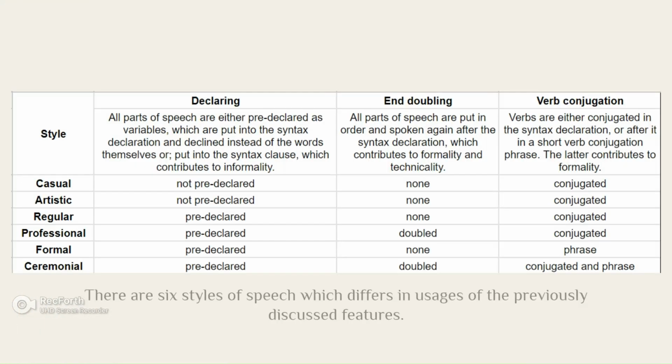Speech styles, basically like formalities and tones, etc. But tones, not tones. We'll take a look at the tones later. We have 6 speech styles: casual, artistic, regular, professional, formal, and ceremonial. The pre-declaring is only used with regular, professional, formal, and ceremonial, not for casual and artistic. For casual, you just don't declare it at all, you just use the syntactic pronouns straight away. For artistic ones, you would just use the words themselves and you do not need the syntactic pronouns.